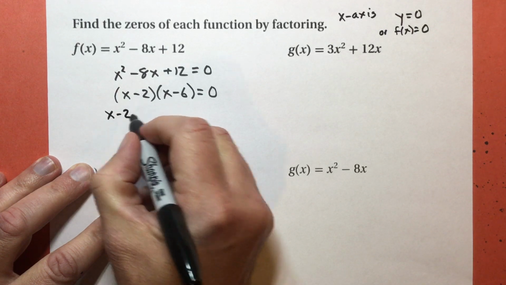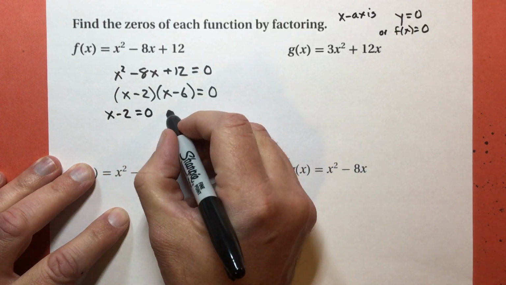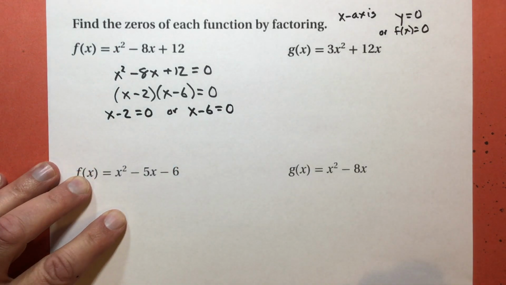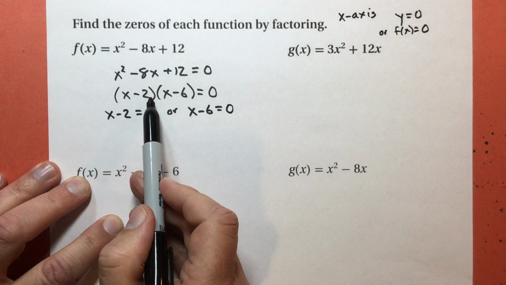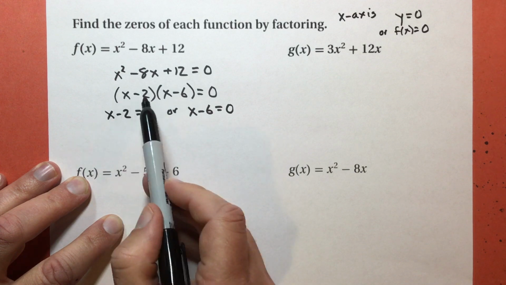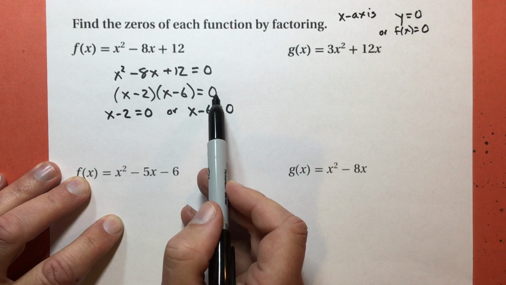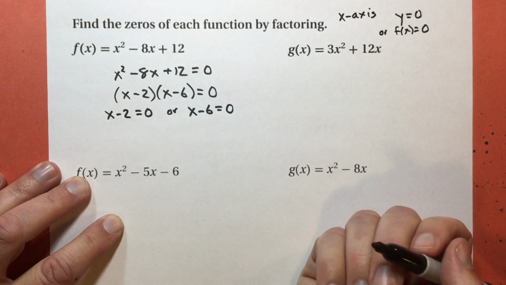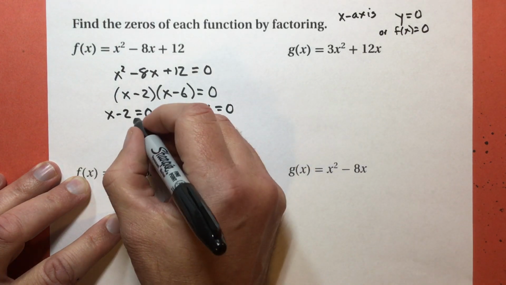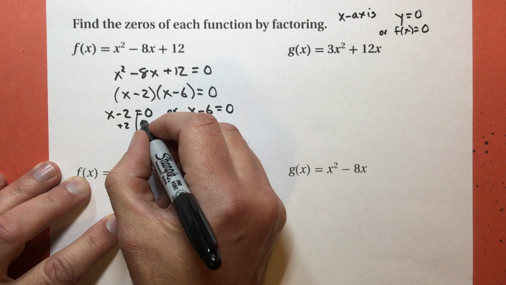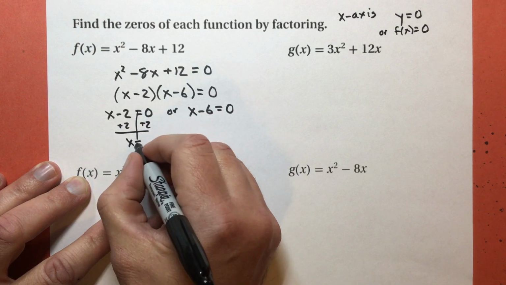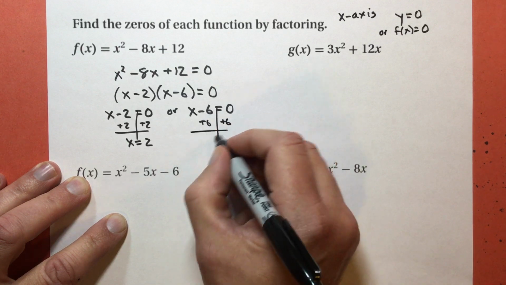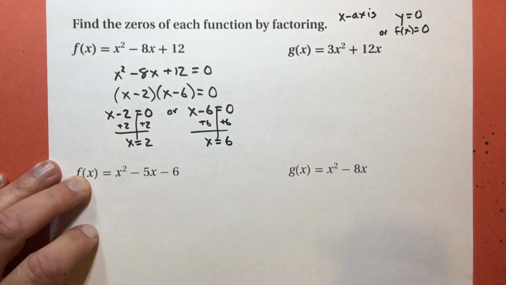x subtract 2 could equal 0, or x subtract 6 could equal 0. So either this equals 0 or this equals 0, because if this times this equals 0, one of these has to be 0. Now this again is a pre-algebra, maybe Algebra 1 skill. I'm going to add 2, and I get x equals 2. I'm going to add 6 to both sides, and I get x equals 6.